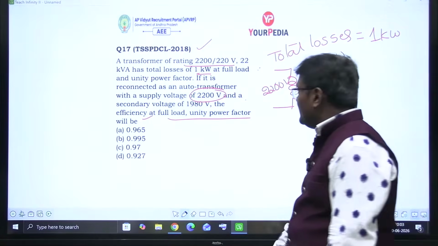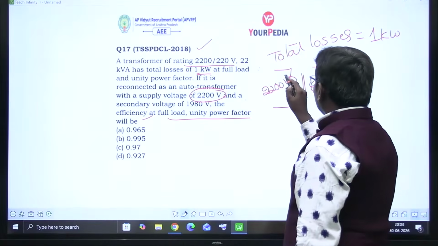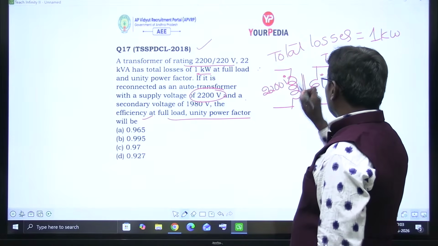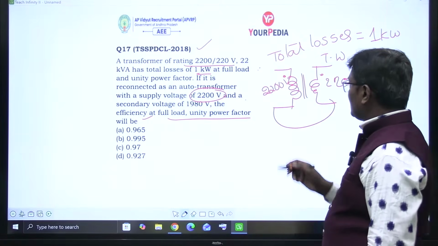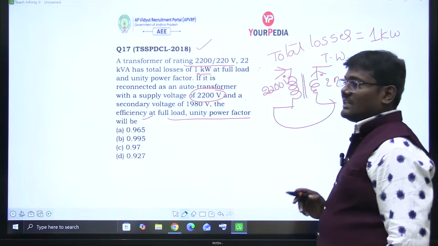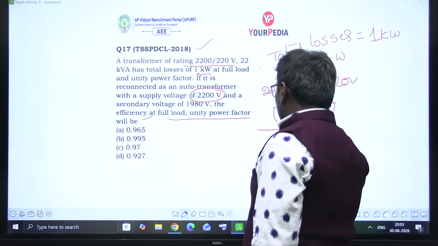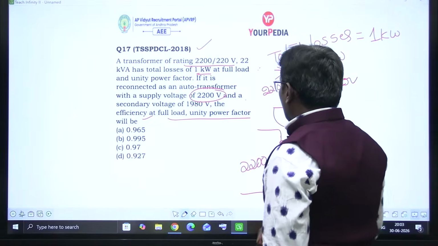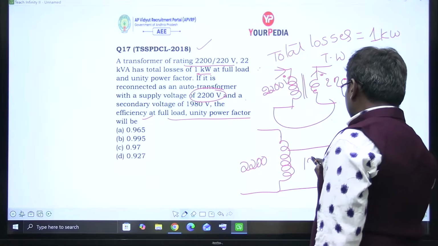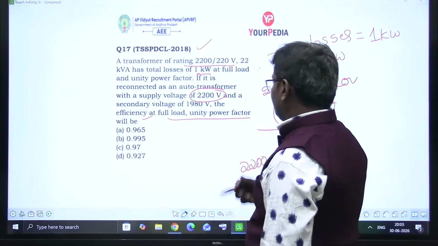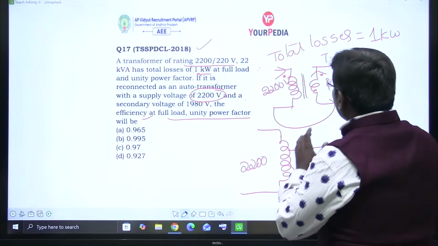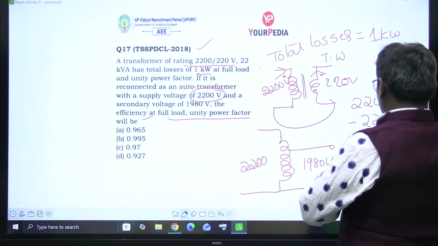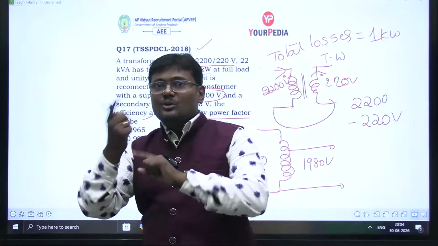How is it possible? If this is the dot notation, here you may have a dot. If these two are connected, here the current enters the dot, but here the current leaves the dot. Now you can frame that. Input is 2200 and output is 1980. Why? Because 2200 minus 220, so it is connected with opposing polarity.